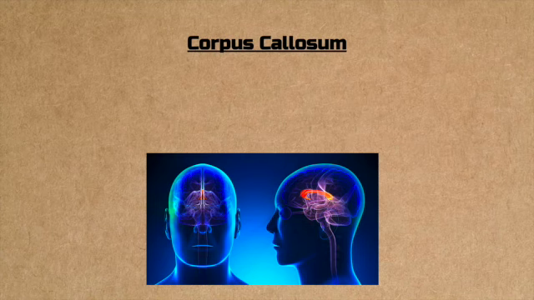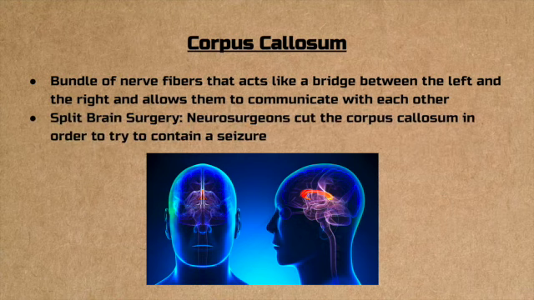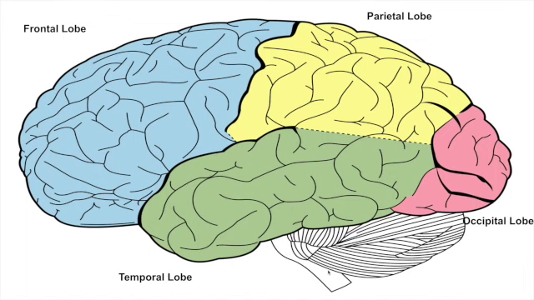Connecting these two hemispheres is the corpus callosum. This bundle of nerve fibers acts like a bridge between the left and right and allows them to communicate with each other. In certain cases where patients are suffering from severe seizures, neurosurgeons will cut the corpus callosum in order to try to contain the spread. This is known as split brain surgery. There are 4 distinct lobes in each hemisphere. Some of these lobes have overlapping functions, but each does perform its own separate tasks.